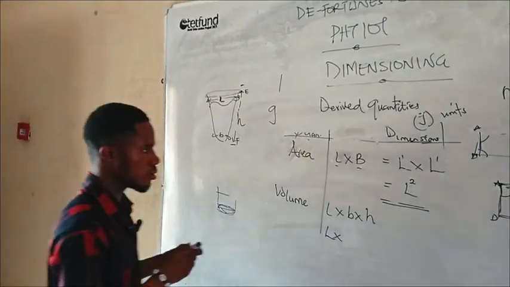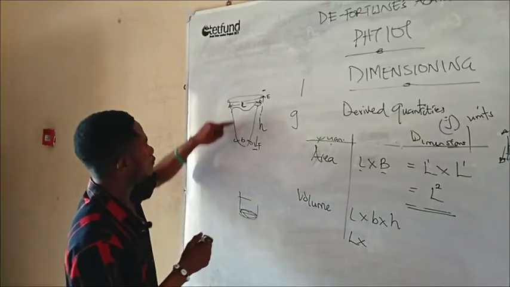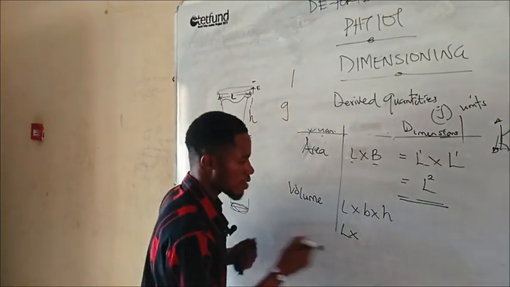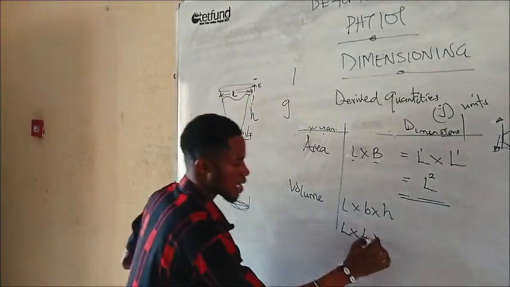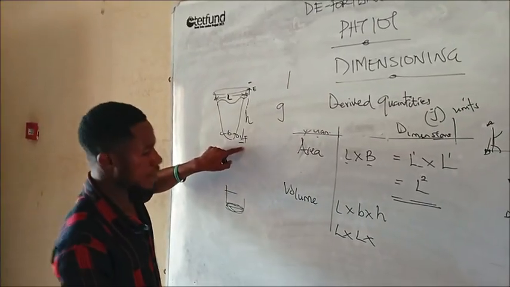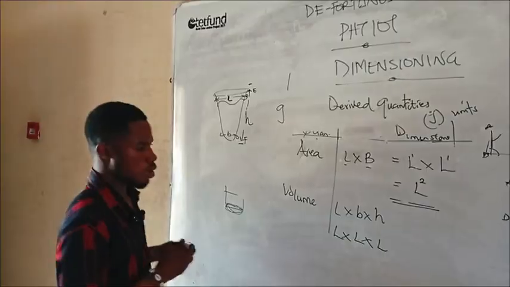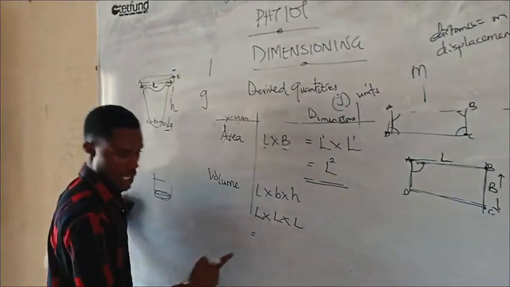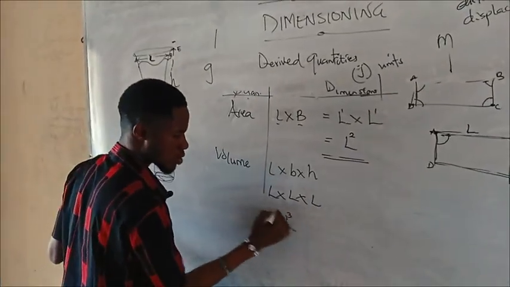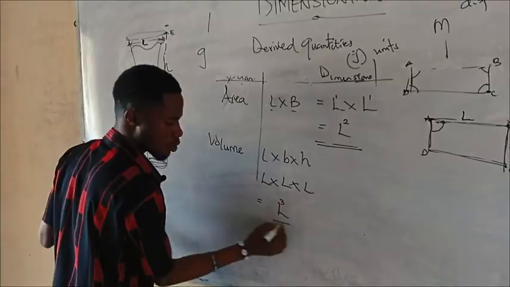I'm doing the dimension now. From here to here is a distance, and distance is what? M. Dimension is what? L. Times here to here is a distance. Distance is M. Dimension is what? L. So if I have this, law of indices says, when I have this same thing, pick one and do what? Add the powers. So 1 plus 1 plus 1 gives you L cube.